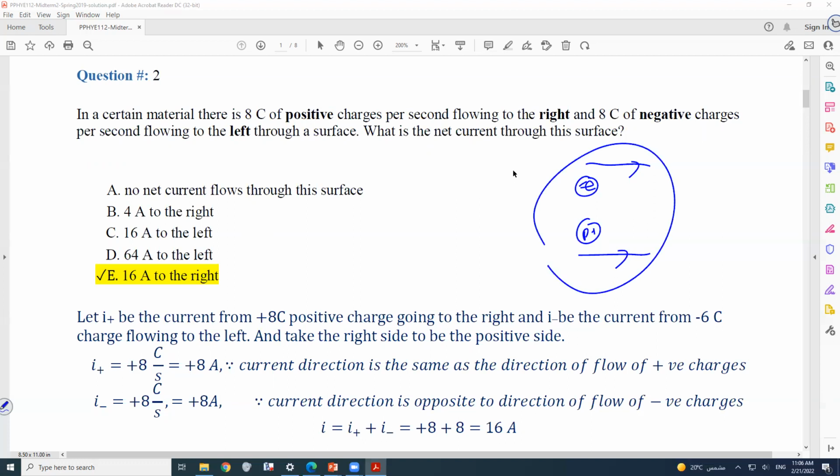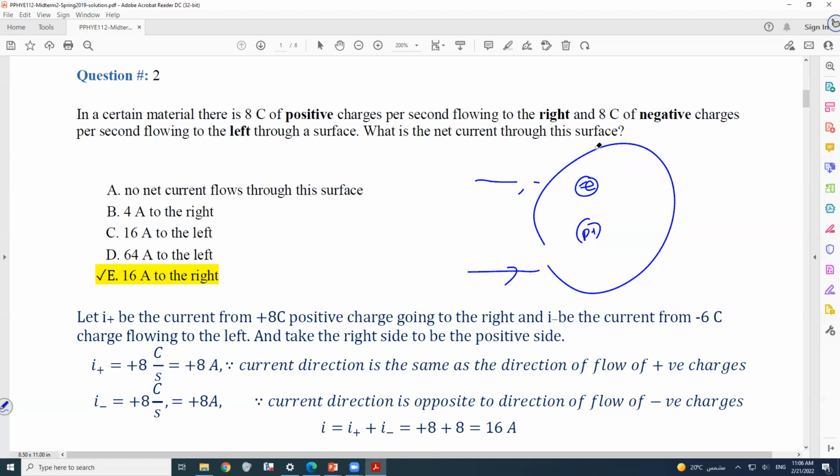One is negative, one is positive. They are going together in the same direction. Is there a net current? If this is not there, there is a current. If this is not there, there is a current. So we can have current because of the flow of positive charges as well as because of the flow of negative charges. But you see what happens here, the effects cancel. So that's why we have to be careful when we want to get the net current.